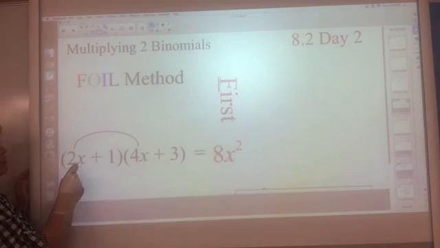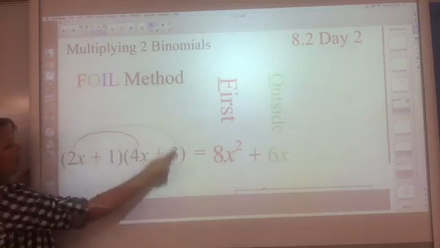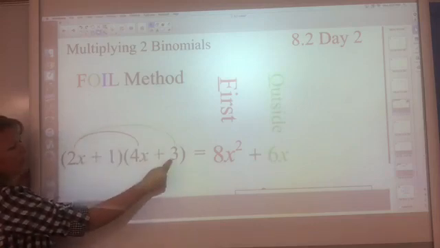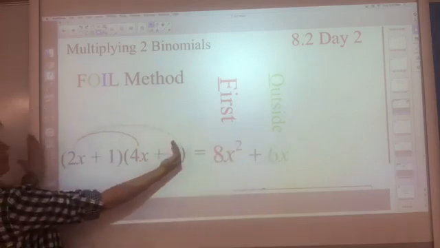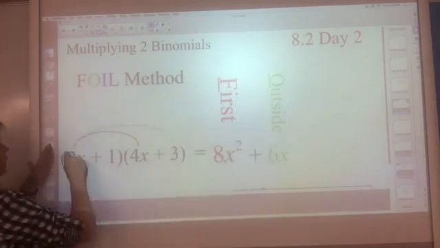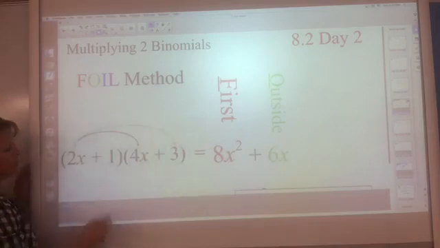Then you got to use this 2 again. You have to distribute it all the way over to here, where it takes 2x times the 3. 2x times 3 is 6x. Those we call the outside numbers. They're the furthest away. So we did the first numbers of each parenthesis, now we did the outside numbers.